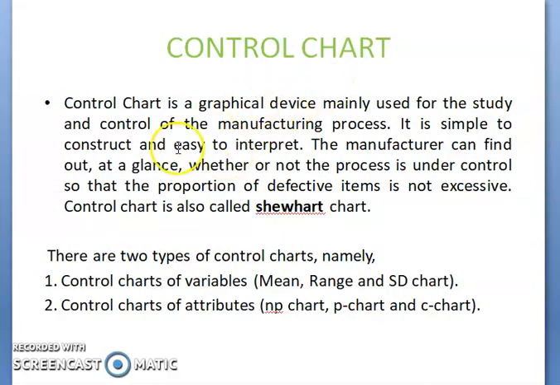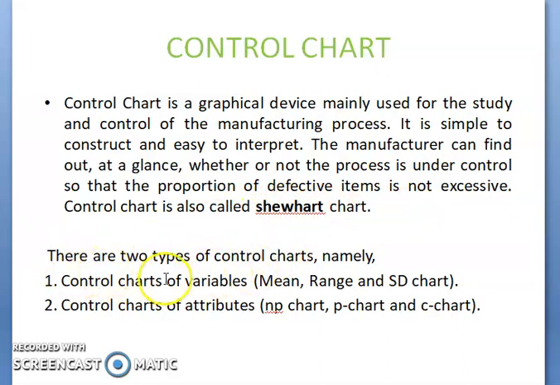Definition for control chart. Control chart is a graphical device mainly used for the study and control of the manufacturing process. It is simple to construct and easy to interpret. The manufacturer can find out at a glance whether or not the process is under control, so that the proportion of defective items is not excessive. Control chart is also called a Shewhart chart.